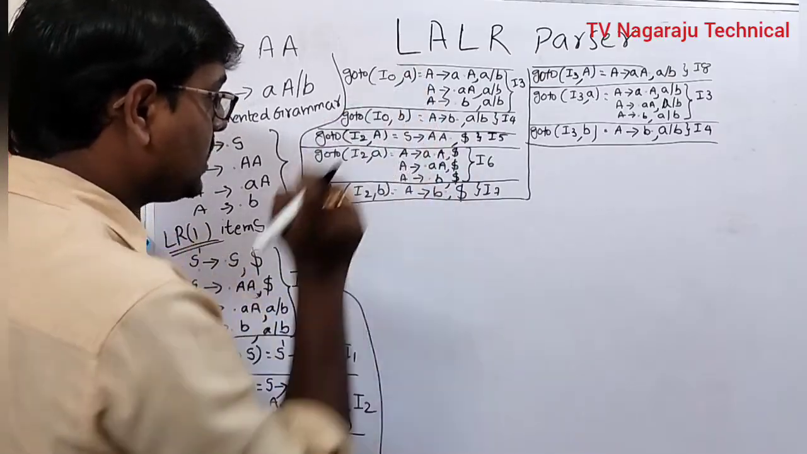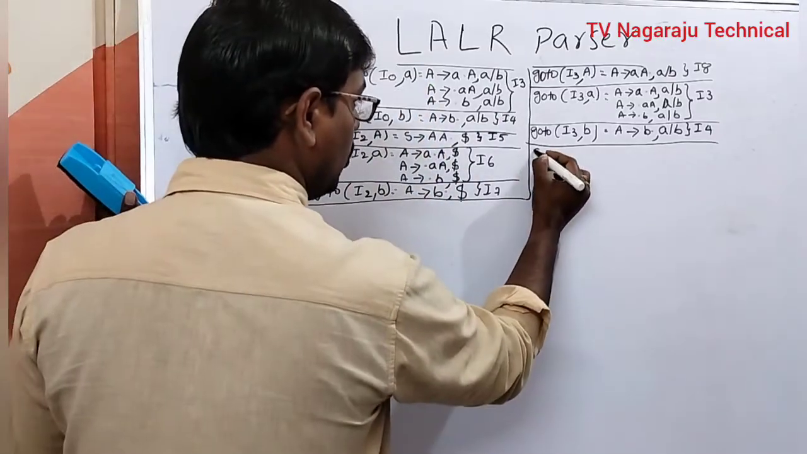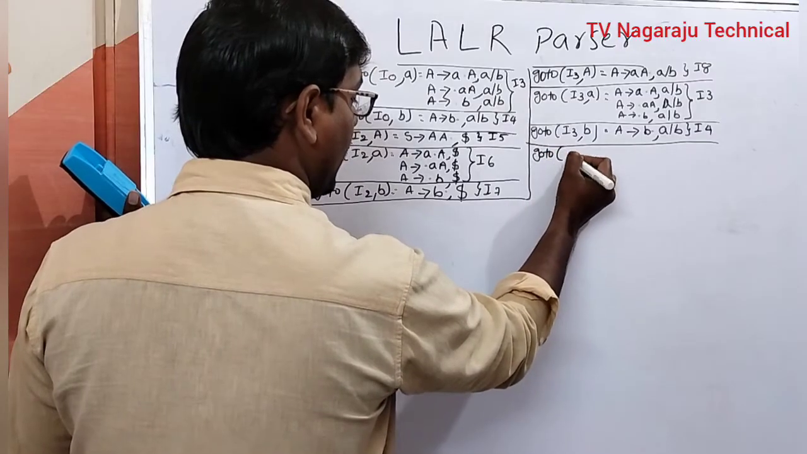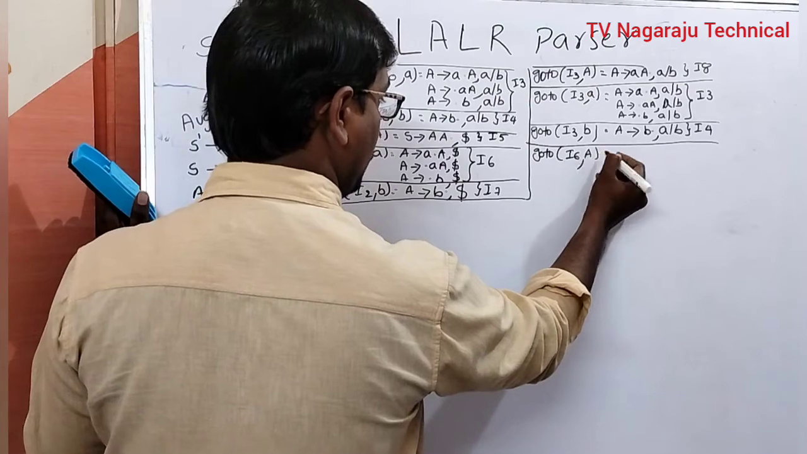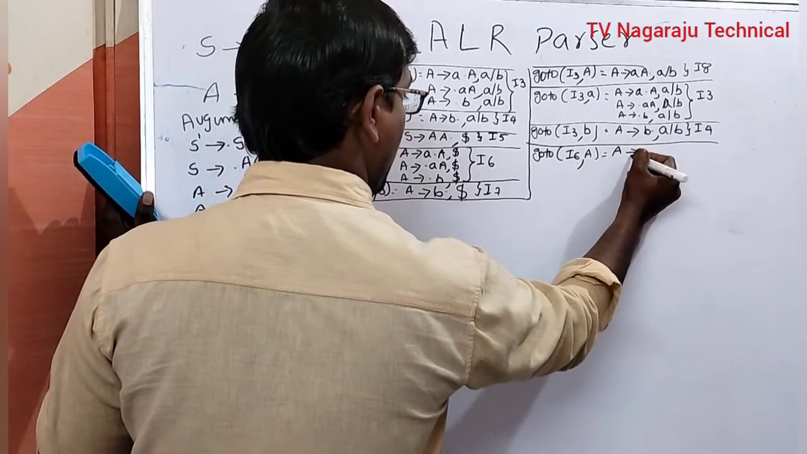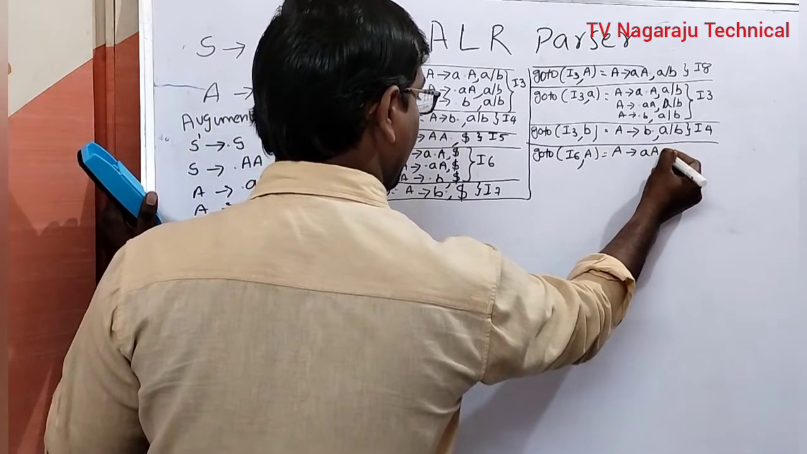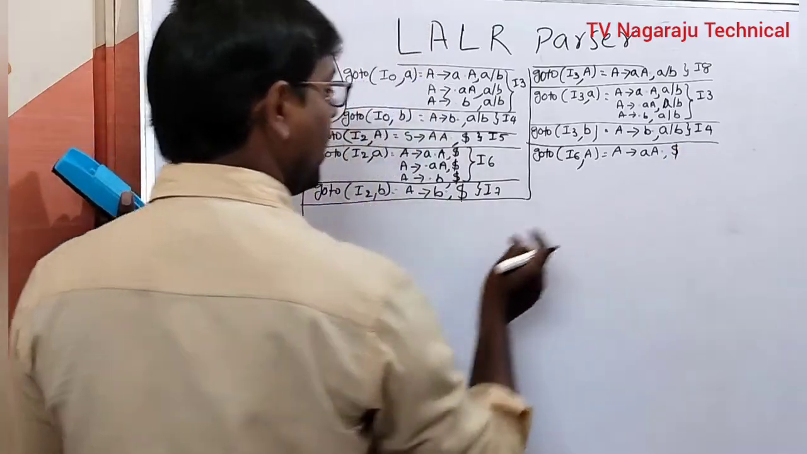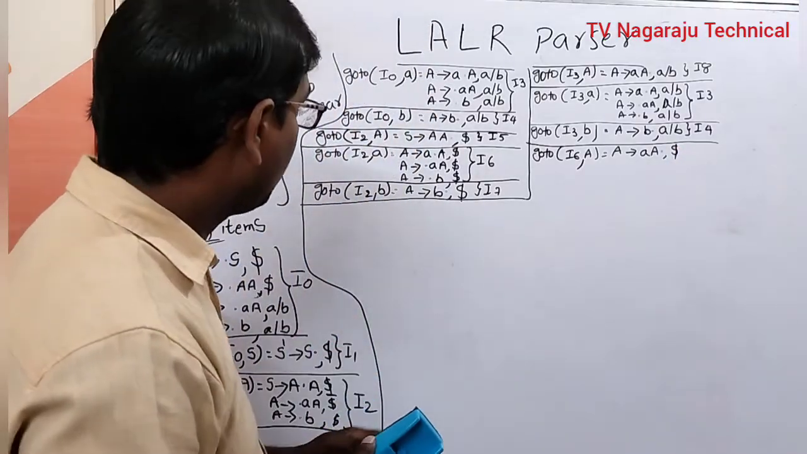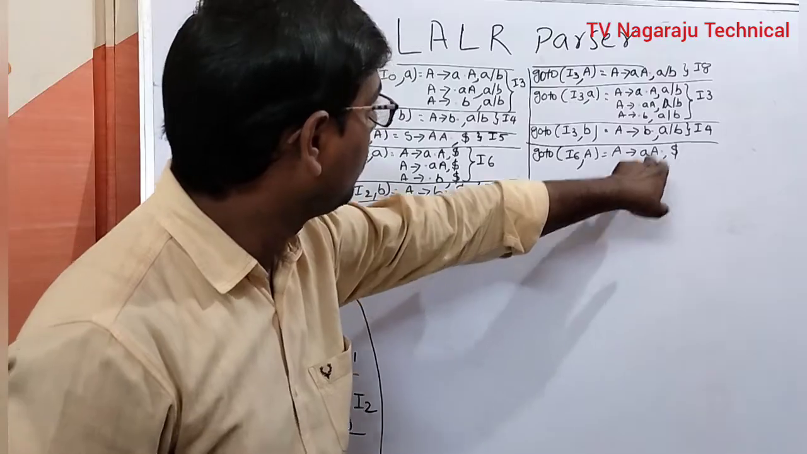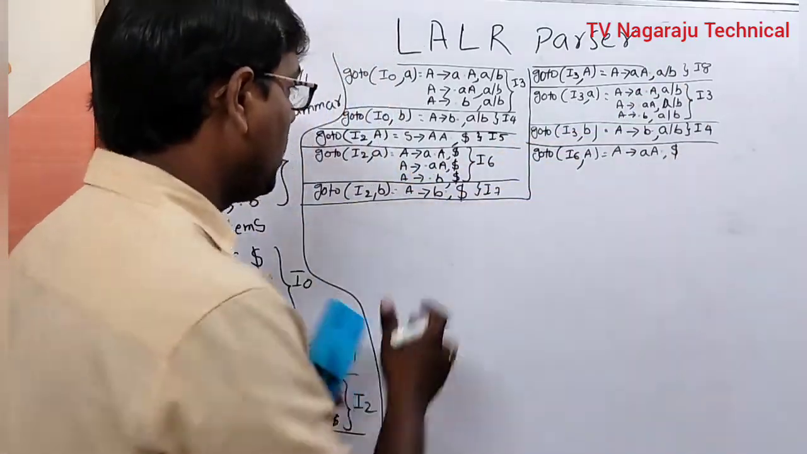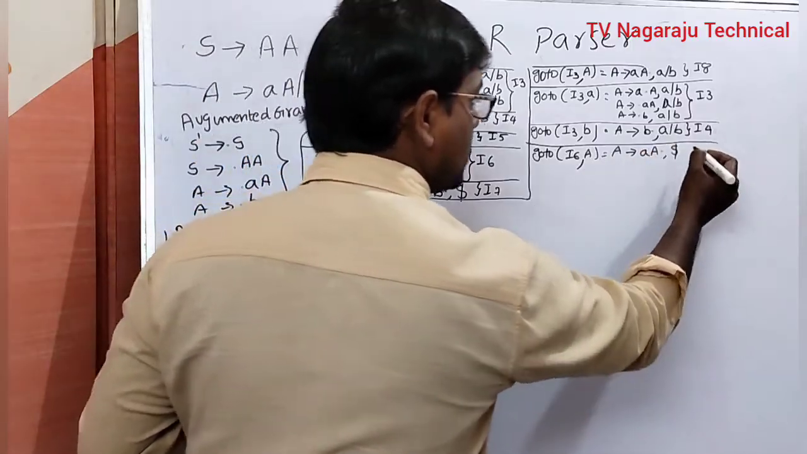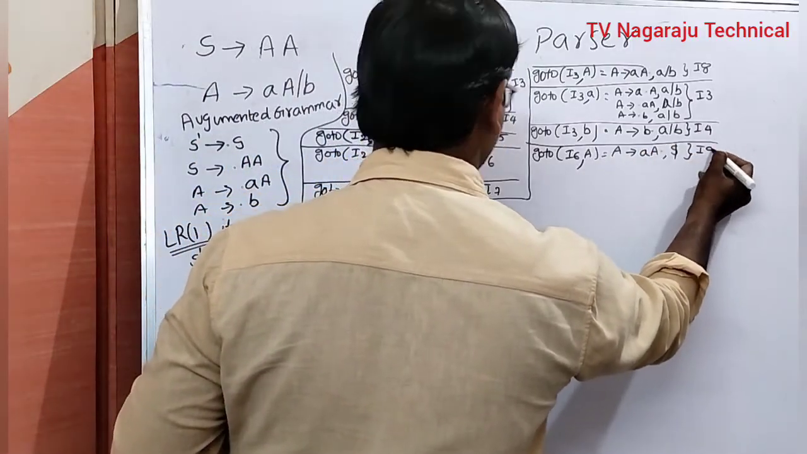But coming to I6, so go to I6 comma capital A. I6 comma A is equal to A tends to A dot dollar. Is any production available? No. Here A dot dollar A by B. Here it is dollar. So after dollar nothing is present. So assume this is I9.